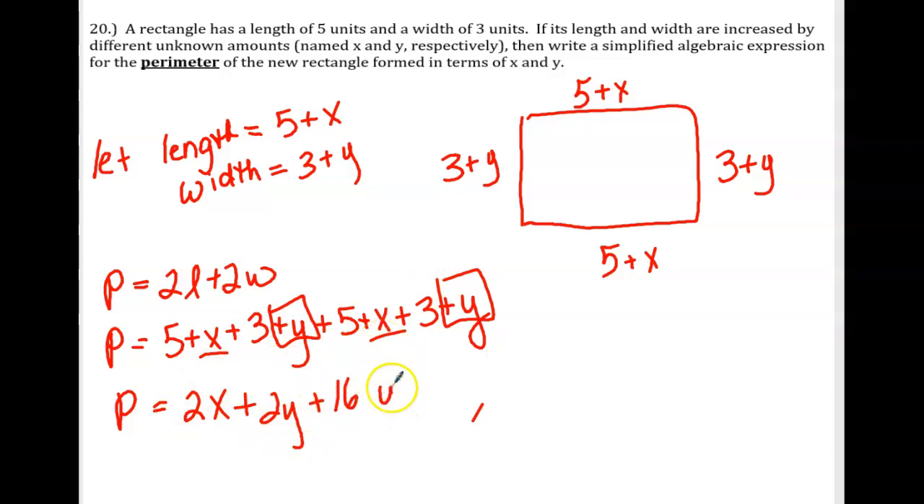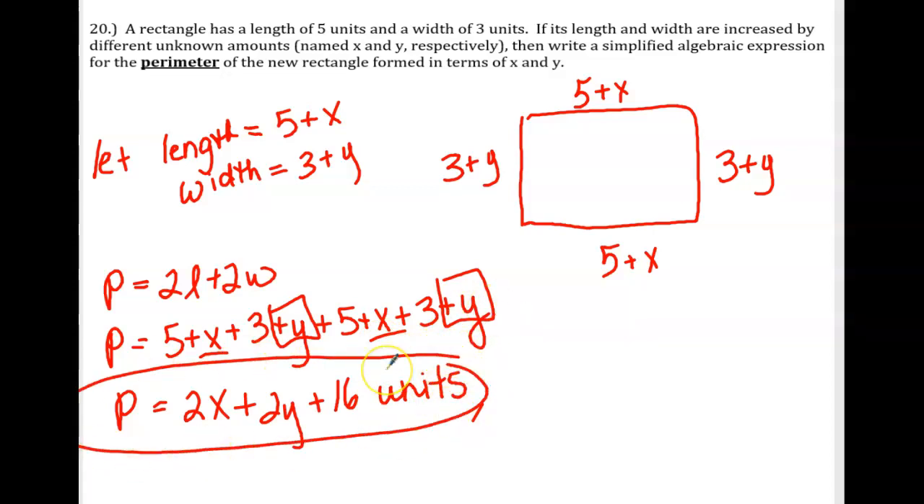So our perimeter would just be units. It's not units squared. That's only for area, because when you're multiplying. So that would be it.